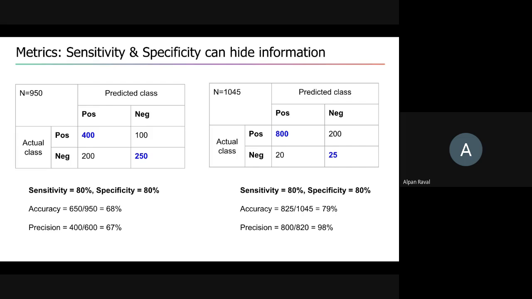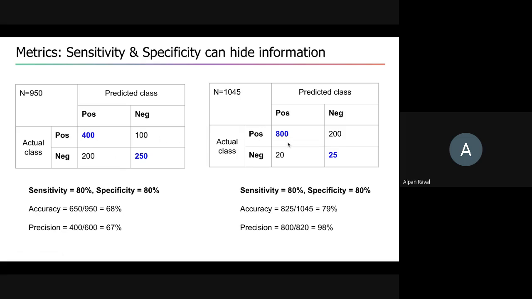Prevalence of the positive class? What's the numerator and denominator? 400 divided by 950? It's not 400 divided by 950. Remember, prevalence is just the proportion of examples in the positive class. Is it 400 divided by 950? No. Yes. Just speak up. So 500 divided by 950, because the actual number of positive examples is 400 plus 100. Right? So 500 divided by 950 is a little over 50%.